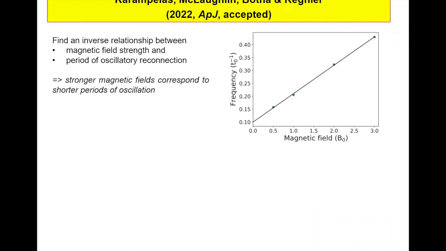What that paper also allowed us to do is to vary the strength of the equilibrium magnetic field. And we found an inverse relationship between magnetic field strength and the period of oscillation. So the period of oscillatory reconnection. And that's what I've presented on the right there. So I've shown it as the inverse of the period, and you can see that straight line fit. And so we found that stronger magnetic fields correspond to shorter periods of oscillation. Or conversely, weaker magnetic fields oscillate for a longer period of time.